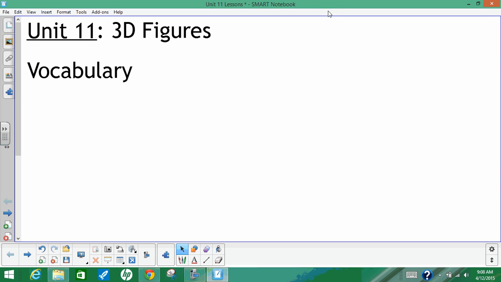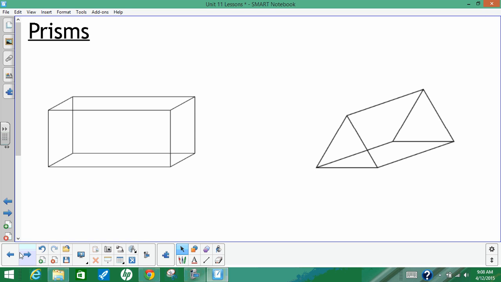Yeah, we're going to run through some quick vocabulary here for the 3D figures unit. It's probably mostly a refresher, but it's important to review. So the first type of 3D figure that we'll talk about are prisms.